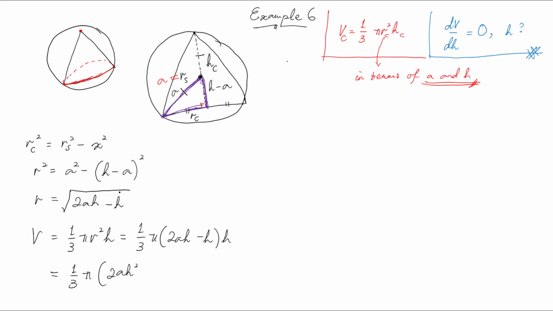Oh sorry, I forgot, this one should be H square. This one is H square, and then minus H cube, as in the first part of the question.